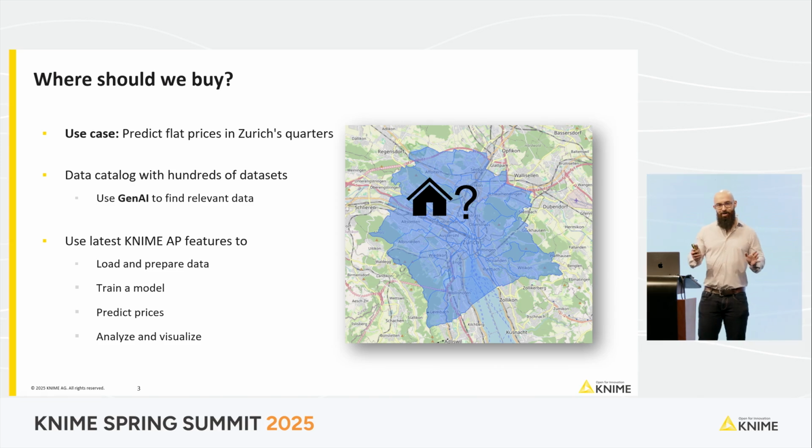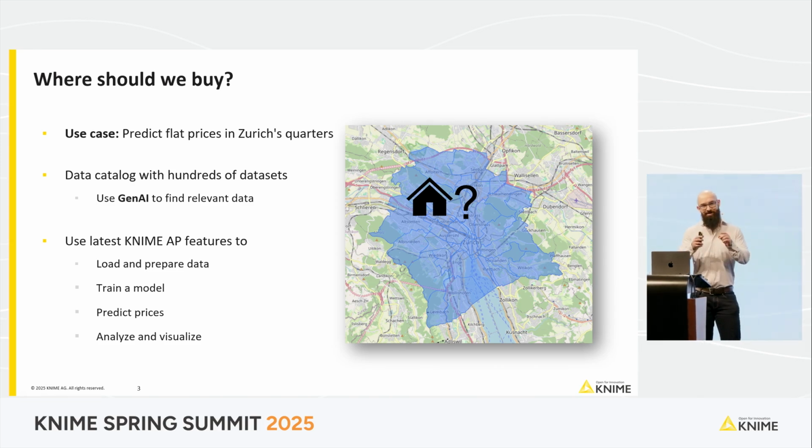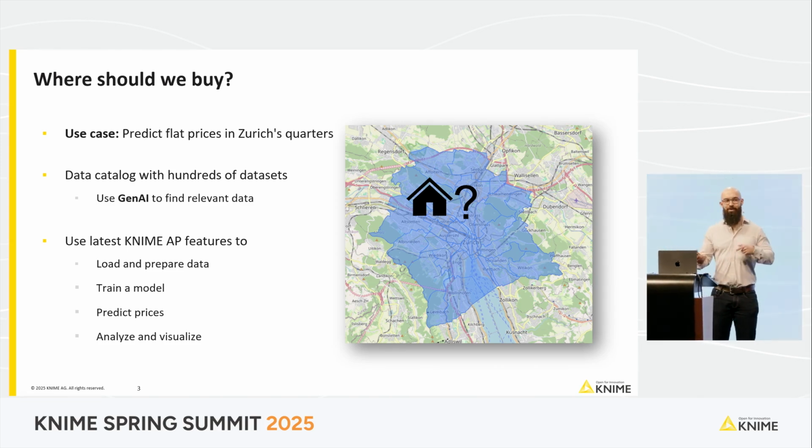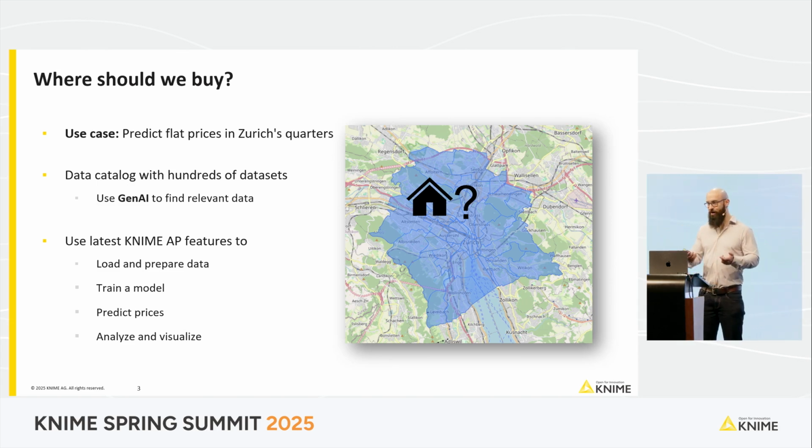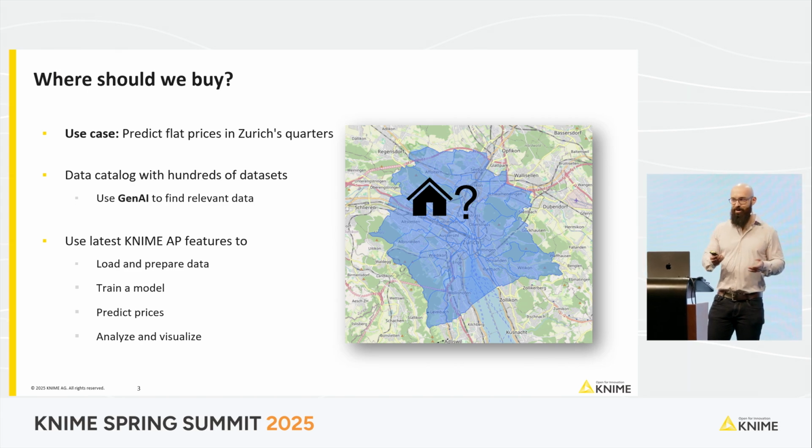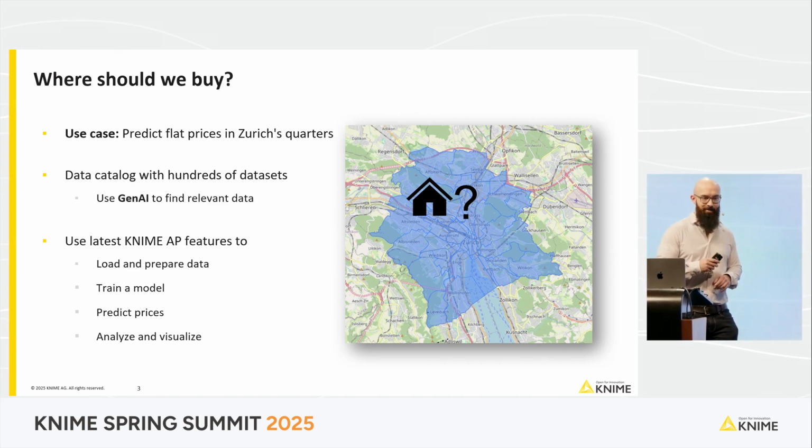But the tricky part always is, it's really nice to think about what kind of model we are going to use, how we do all of the machine learning bits and pieces that are super interesting, but actually finding the data to do that can be tricky. In this case, the data catalog has more than 700 data sets, and we didn't want to go through all of them by hand to figure out which ones are useful, because it's super time consuming and, dare I say, a boring task. But it's something where we could maybe use Gen AI, and that's the first part of the demo.